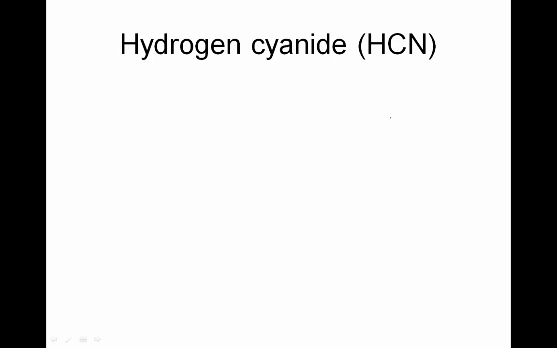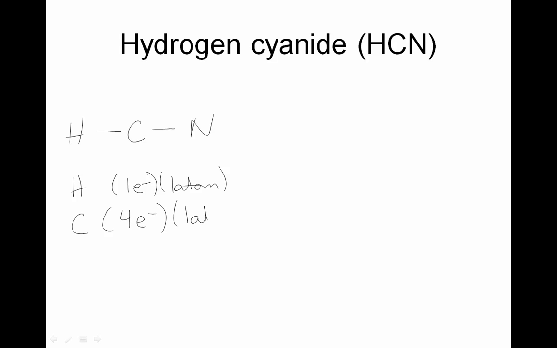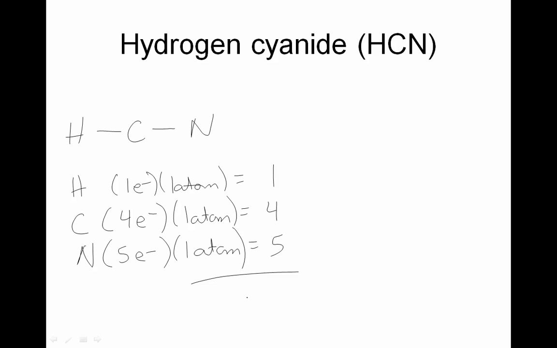Okay, what about hydrogen cyanide? So we have carbon and nitrogen. Which one is least electronegative? Carbon. So it goes in the middle. Hydrogen, 1 electron, 1 atom. Carbon is 4 electrons, 1 atom. And nitrogen is 5 electrons, 1 atom. No extra electrons because it doesn't have a charge.